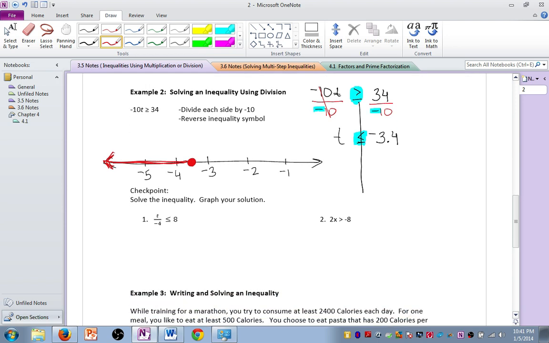What I'd like you to do now is pause the video, and work on your checkpoint, these two inequalities that I want you to solve, and then graph your solution. I'm going to check these tomorrow when you come to school. When you're done, press play, and I'm going to keep going with example 3.